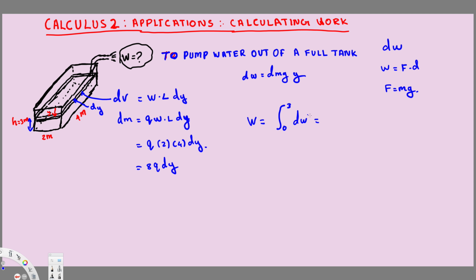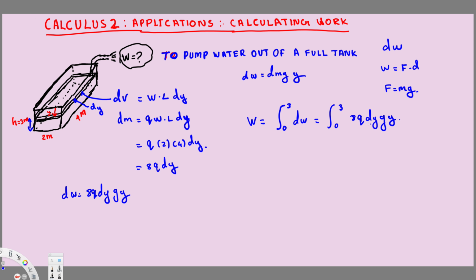Now we can plug this in and find the final answer. Instead of dm, we can plug in this value, 8 rho dy. So let's write that first: dW is equal to 8 rho dy g y. Now we have everything in terms of y. So let's plug these into the equation. This is going to be the integral from 0 to 3 of 8 rho dy g y.